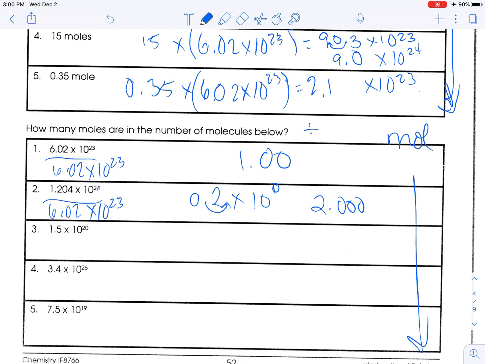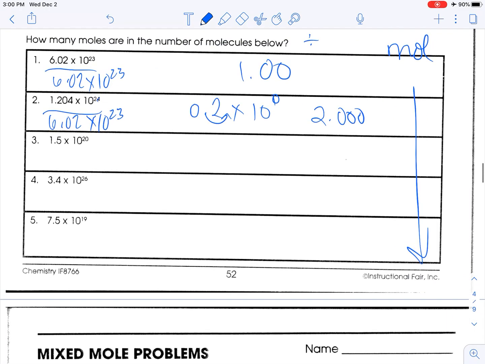So if my method of solving these calculations is too tricky, you can certainly plug it all into your calculator and do it your way. Divide by Avogadro's number. 1.5 divided by 6.02. 0.249. Subtract exponents. 20 minus 23 is 10 to the minus 3.